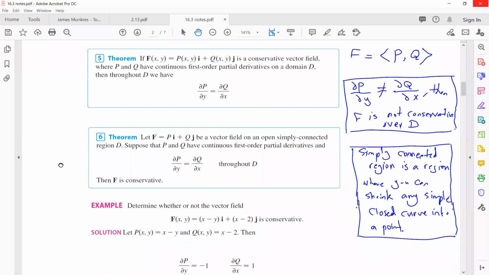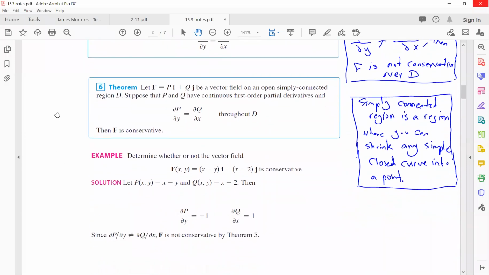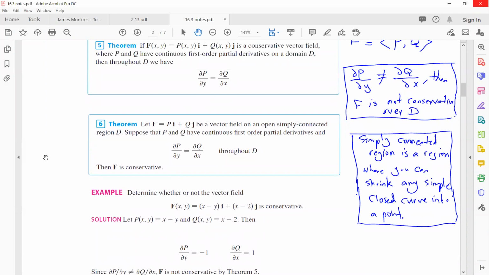Very well. Give us an example. What's going on here? Determine whether or not the following vector field is conservative. Okay, this vector field has two components, x minus y and x minus 2. So if the partial derivative of P with respect to y is not equal to the partial derivative of Q with respect to x, for sure you can say that the function is not conservative.